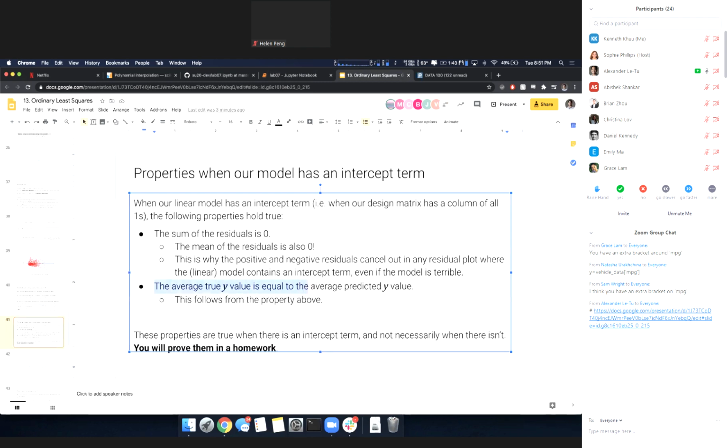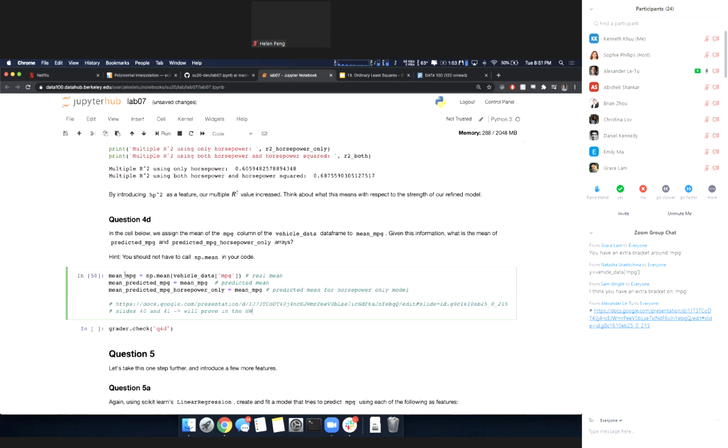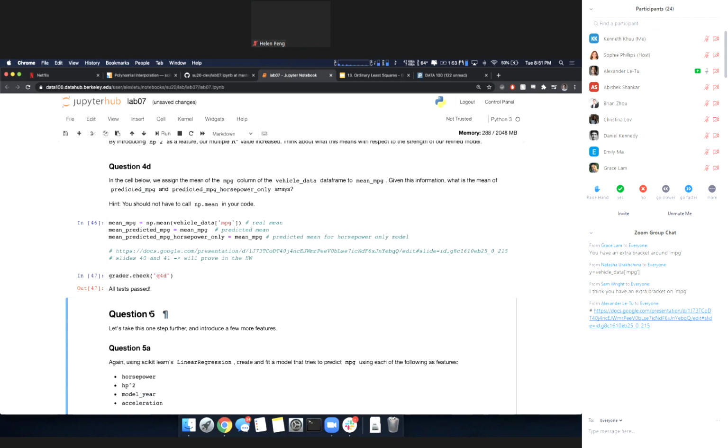What we're looking at right here is that the average true y value is equal to the average predicted y value. And this follows from the property that the sum of the residuals is always 0. I won't talk about this too much because proving this is actually a question in the homework, but this is a good place to get started. This is all in lecture. If you haven't seen the most recent lecture yet, I encourage you to check it out before you attempt the homework or go through this problem. This just happens to be one of the inherent properties. So this question is just a matter of plugging in mean MPG for both of these lines, and then we can run the autograder just to confirm that. You'll prove that in homework.